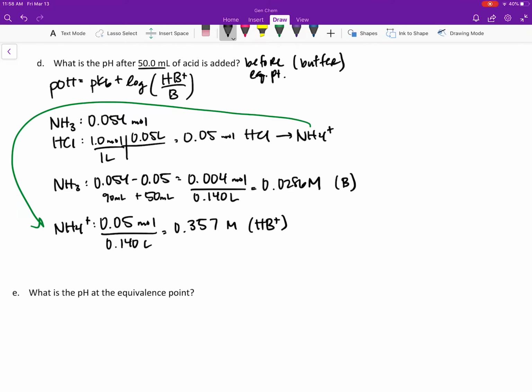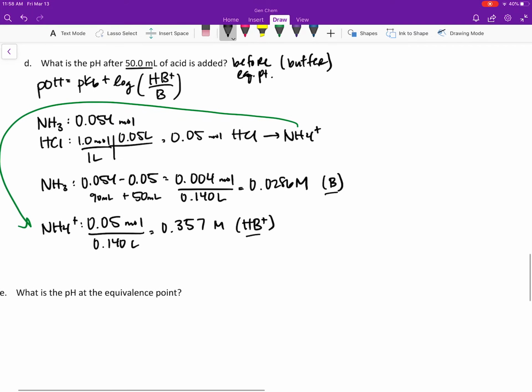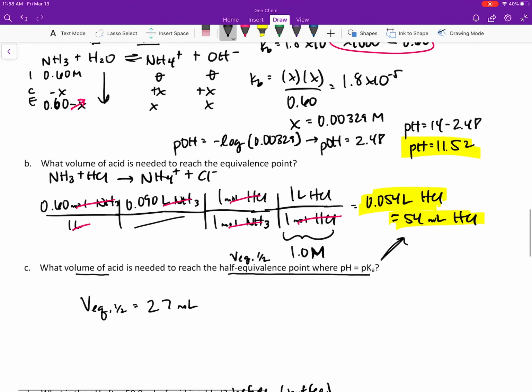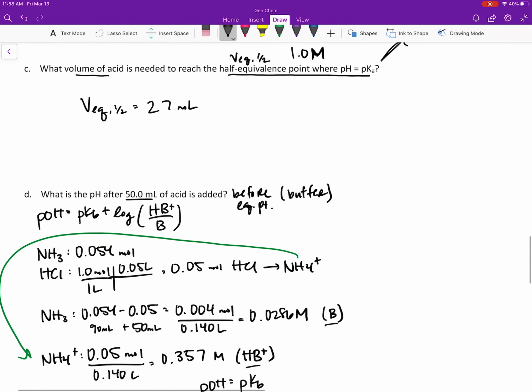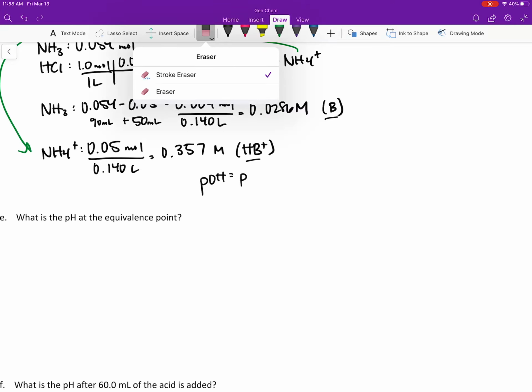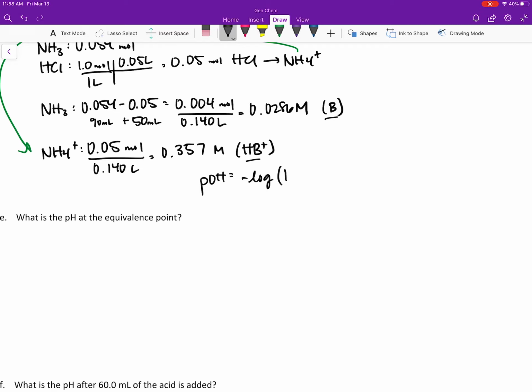So now I'm going to plug it into my Henderson-Hasselbalch equation that's written in terms of pKb and pOH. Now the thing is, I have a Kb value, right? So I'm going to go ahead and, shoot, I don't think I wrote it down on my paper. Let's see. I'm going to take the negative log of the 1.8 times 10 to the minus 5, plus the log of my HB+ and my base, my just B.